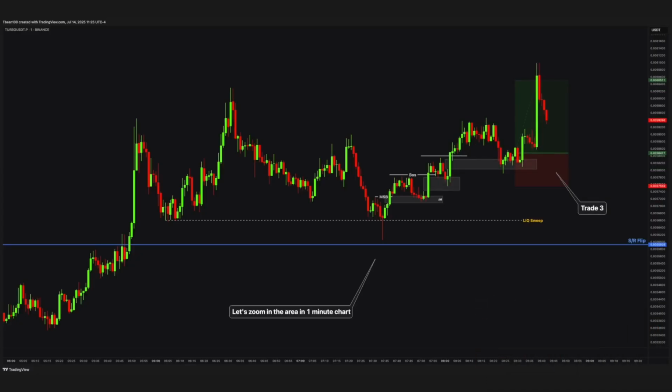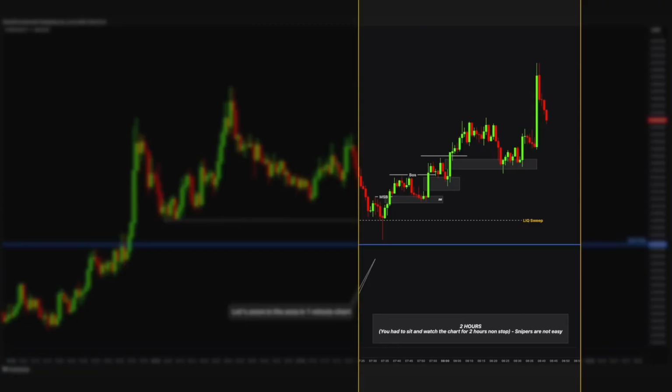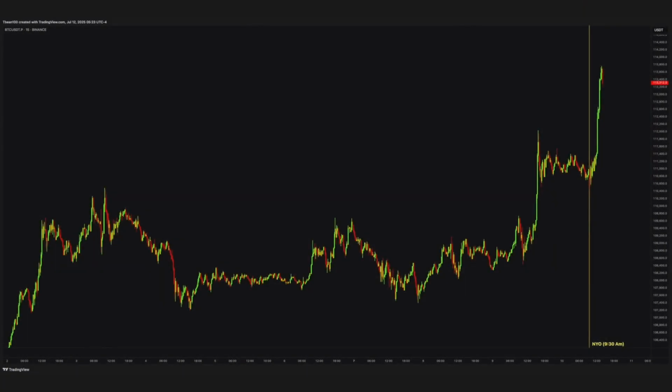Why is this the hard way, I say? Because it takes a lot of time to trade like this. If you look below, you will notice that this price action took 2 to 3 hours to be completed. It's not just that easy. Okay, let's talk about more educational material here.